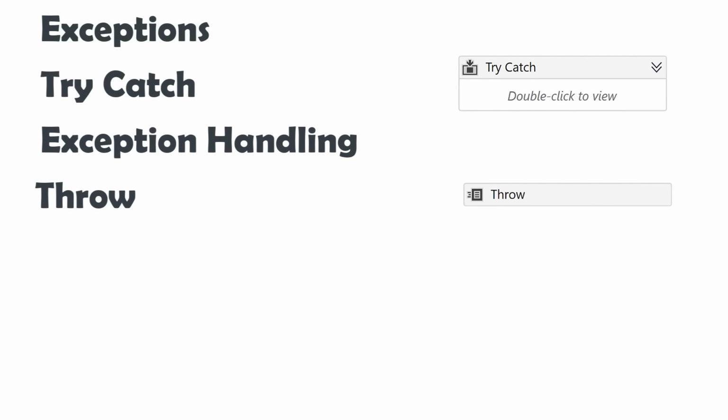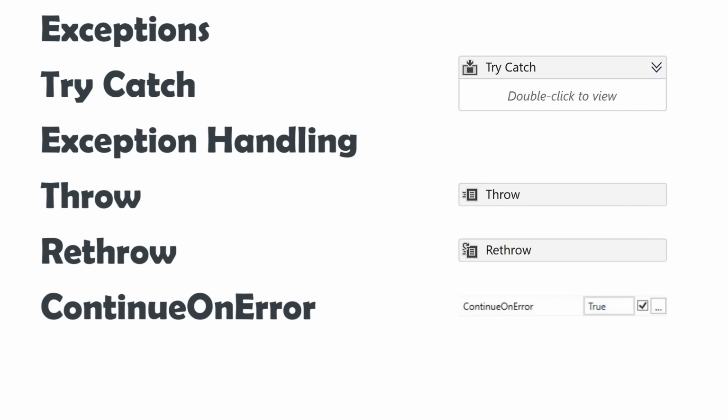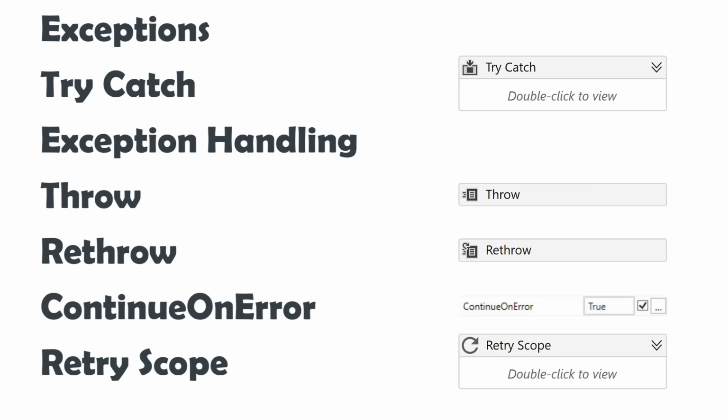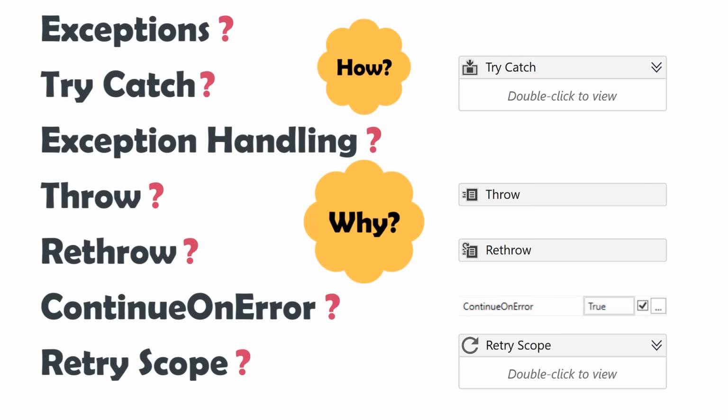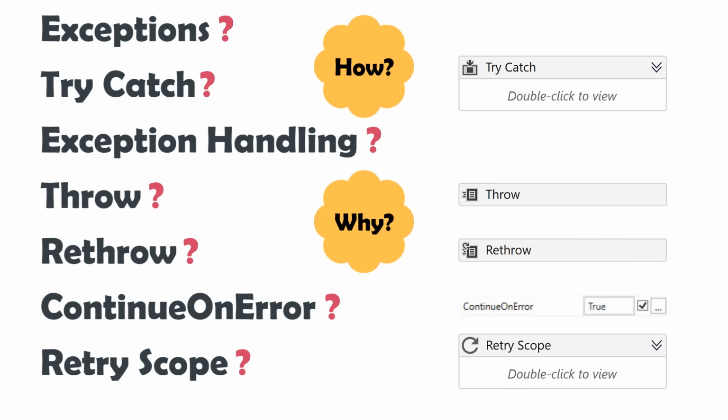Exceptions, try-catch, exception handling, throw, rethrow, ContinueOnError or Retry Scope. We hear these definitions in UiPath over and over. But what do these definitions mean? How to use them and why do we use them? If you want to learn more about the topic, please watch this video to the end.